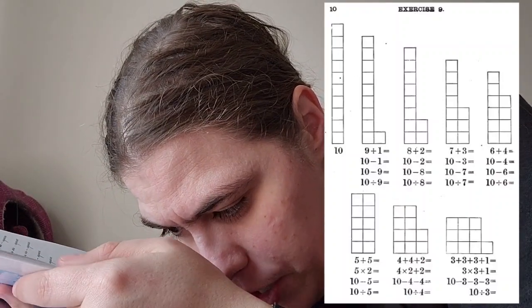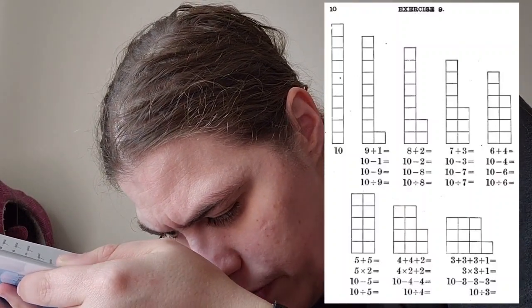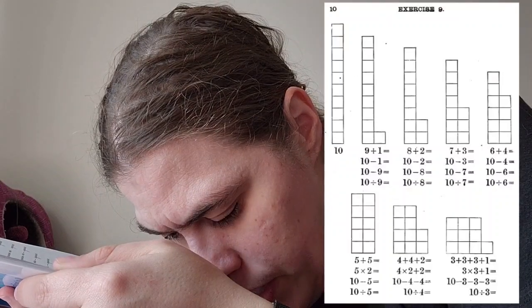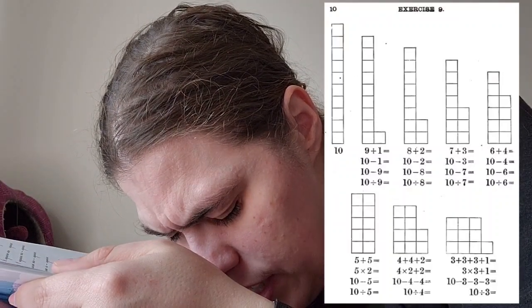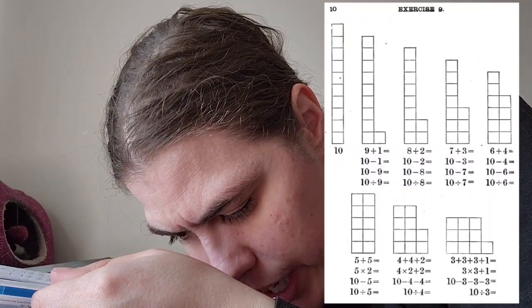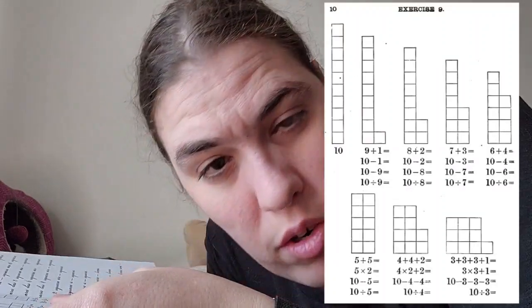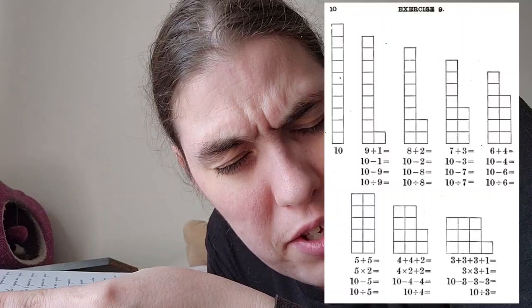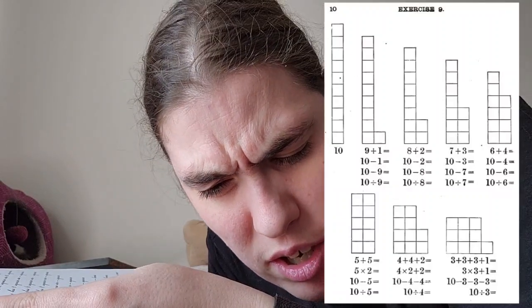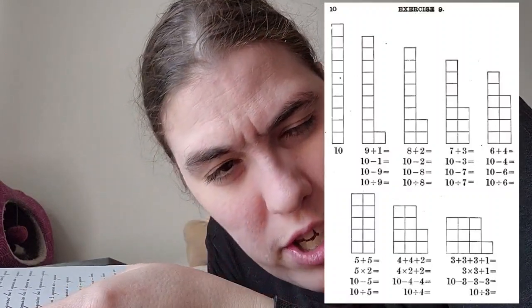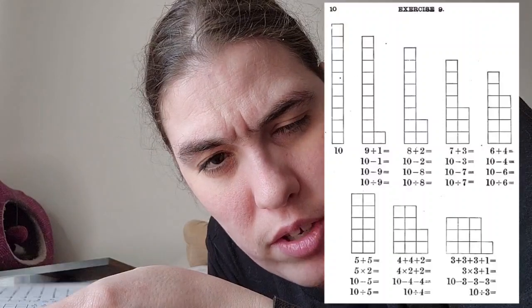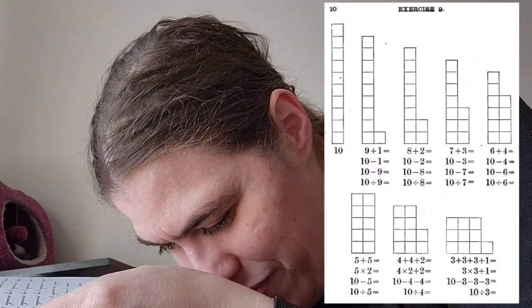Down at the bottom of the page. 5 and 5 are 10. 5 times 2 is 10. 10 less 5 is 5. 5 divided by 10 is 2? No. Can you take 5 and divide it by 10? I don't know. But you could take 10 and divide it into 5, and you get 2.